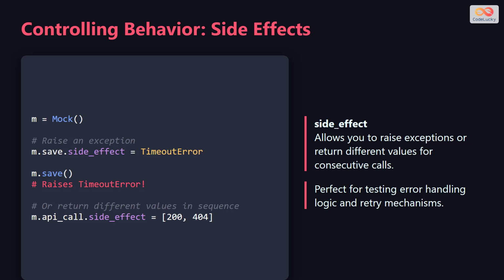Sometimes you need more than a simple value. The side_effect attribute allows you to raise exceptions, which is perfect for testing error handling. You can also use it to return a sequence of different values if the method is called multiple times.